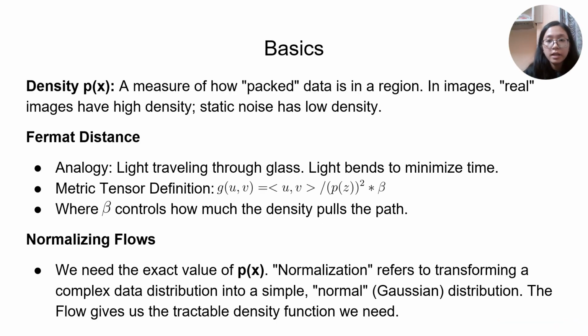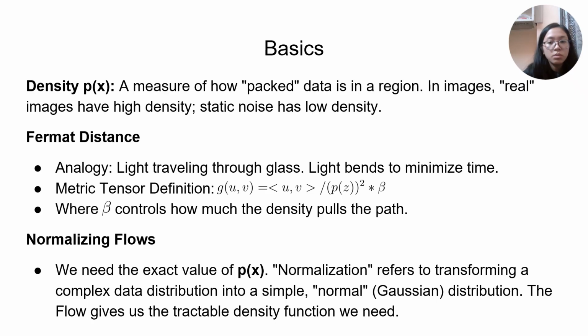Before we move into the architectural details, I want to quickly introduce a few basic concepts that our method relies on. First, let's talk about density, P of x. Density is a measure of how packed the data is in a particular region. In the context of images, real and meaningful samples lie in high density regions, whereas random noise or invalid images lie in low density regions. Understanding this distinction is important because our distance metric depends directly on density.